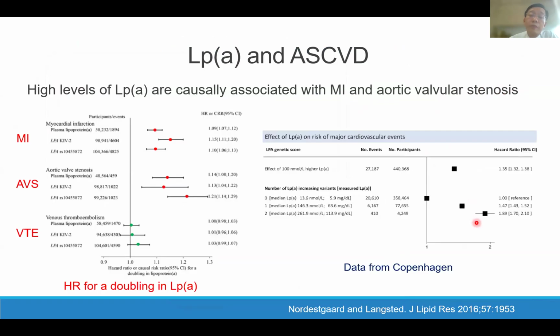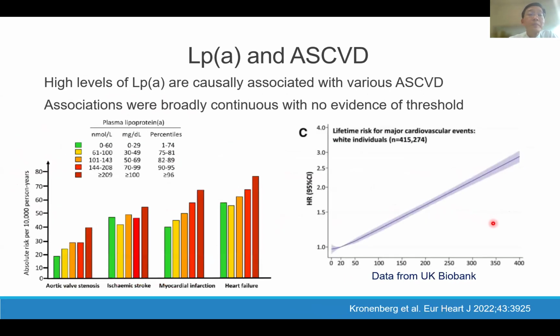Epidemiological studies from the Copenhagen study show that high Lp(a) levels are causally associated with acute myocardial infarction and also aortic valvular stenosis. This is a hazard ratio when you have a doubling in Lp(a) levels. Also, if you have 100 nanomoles per liter higher Lp(a) levels, your hazard ratio would be increased. If you have a higher number of Lp(a) increasing variants, then you have a higher hazard ratio for major cardiovascular events as well.